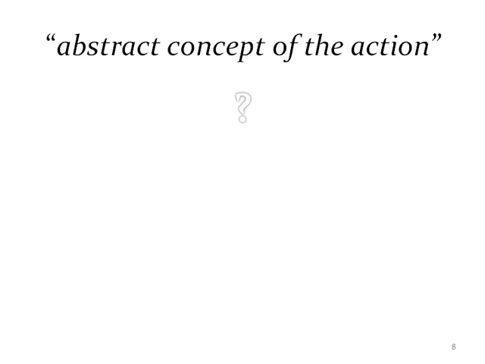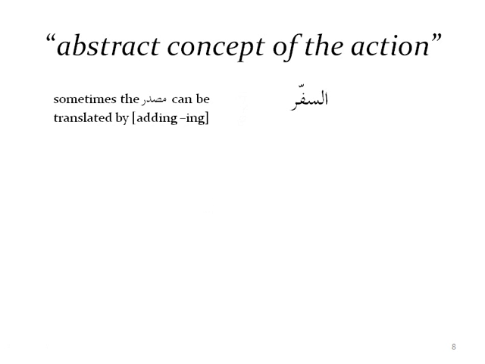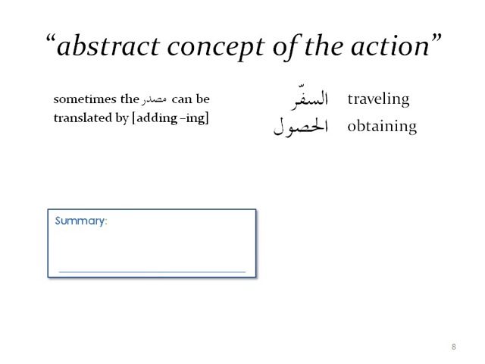Here's what Al-Kitab means. It simply means that sometimes the masdar can be translated by adding ing. And so, for example, safar could be to travel, as we saw in the case of the infinitive, but in the abstract concept of the action, it would be traveling. And similarly, al-husul would be obtaining. So let's put it all together. In short, what we're saying is the masdar can always be translated as to plus the verb or the ing form. That's a much simpler way to think about it.